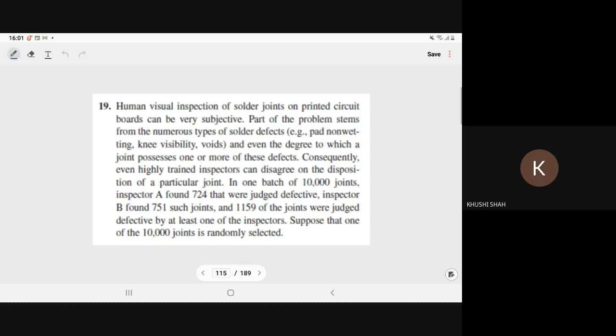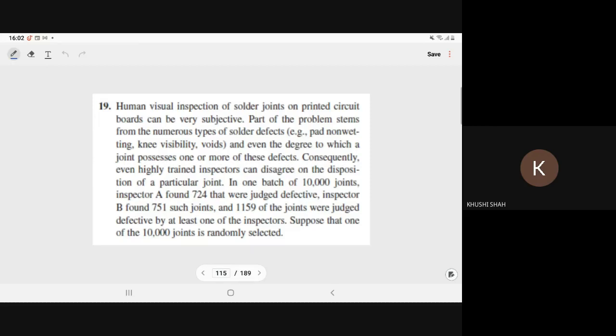Part of the problem stems from numerous types of solder defects, for example pad non-wetting, knee visibility, voids, and even the degree to which a joint possesses one or more of these defects. Consequently, even highly trained inspectors can disagree on the disposition of a particular joint. Right? Means person to person perception is different about the defects.